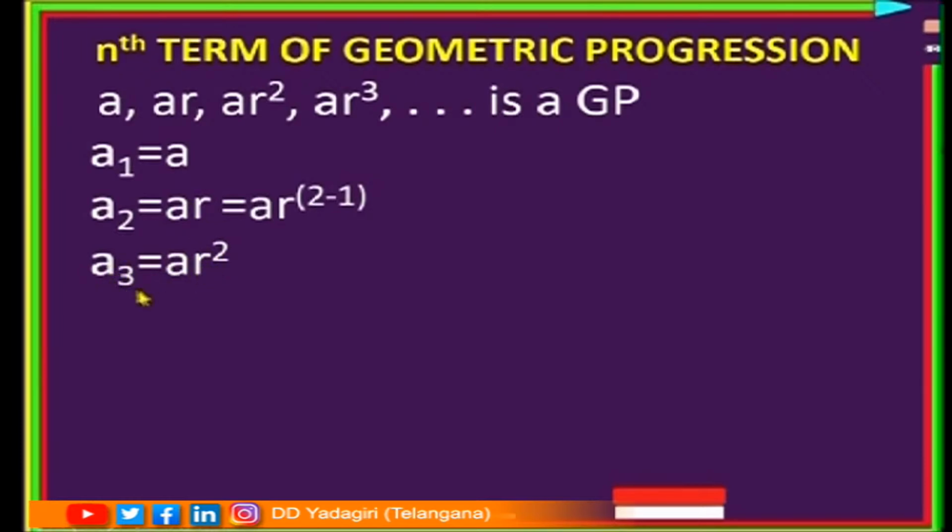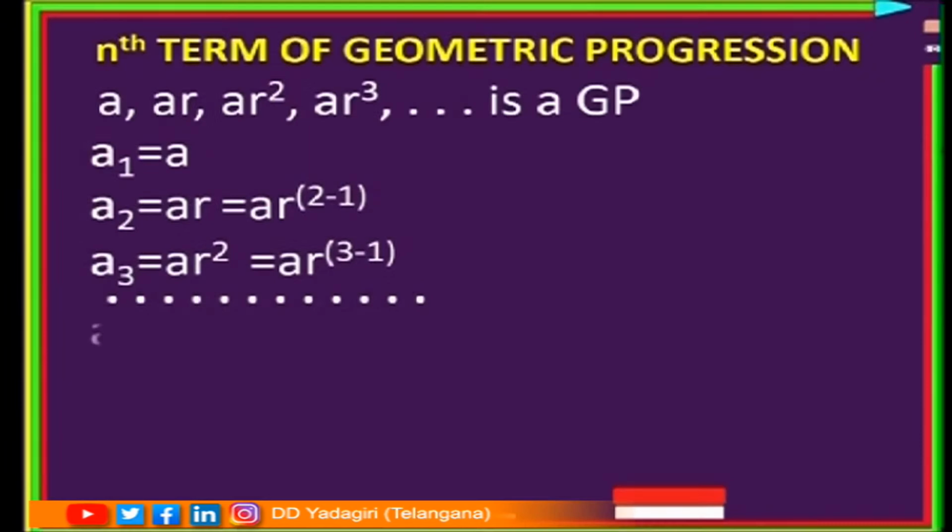Here we have 3, and here one number is reduced. Here we have 2, and here one number is reduced. So A3 is equal to AR square, which can be written as AR power 3 minus 1. So students, can you guess the next one? What is A4? Just write A and decrease one number in the power of R. A4 is nothing but AR cube. A5 is nothing but AR power 4.